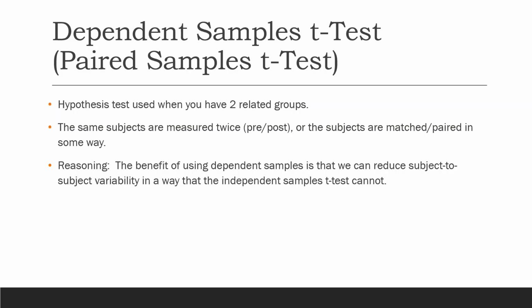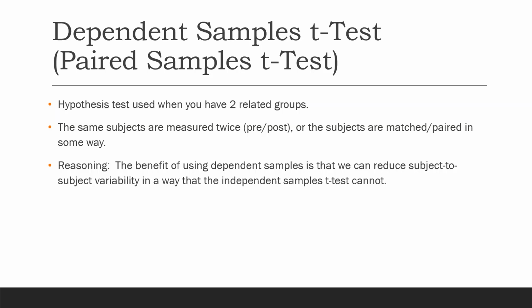Another case would be an example where the subjects are matched or paired in some way. So an example of that would be, let's say we're studying some quantitative variable, but we also measure individuals on other variables before the study, right? And we match the individuals that are closest on those variables and they create pairs or matches, right? That's another way that we could end up analyzing data using the dependent samples t-test.